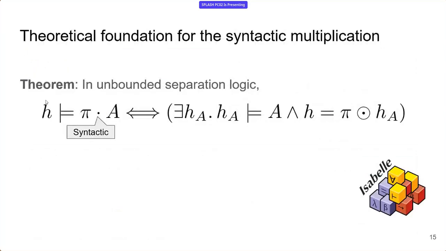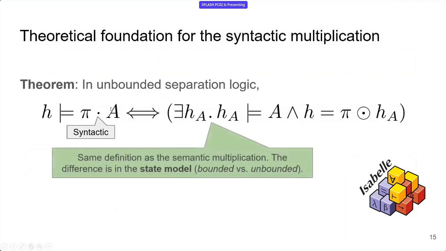And now we can use this unbounded separation logic to give a theoretical foundation for the syntactic multiplication. So the syntactic multiplication, pi times A here, corresponds to this thing on the right. And you might realize that this is exactly the same definition as the semantic multiplication. This is this intuitive definition. H corresponds to pi times A if it is a scaled-down version by pi of a state that satisfies A. And the crucial difference is between our notion of state. If you have bounded states with this definition, you have the semantic multiplication. If you have unbounded states, you have syntactic multiplication.